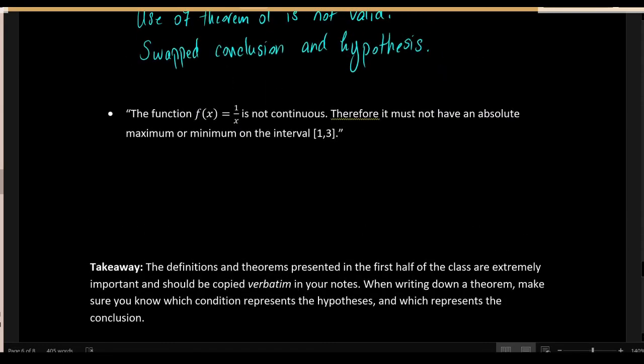Someone says, okay, I've got this function f of x equals 1 over x, and I know that it's not a continuous function. It has a discontinuity at x equals 0. Therefore, it must not have an absolute max or an absolute min on the interval 1, 3. Now this is definitely not true, because if we graph the function 1 over x on the interval 1, 3, then we can see that it actually does have an absolute max and an absolute min.